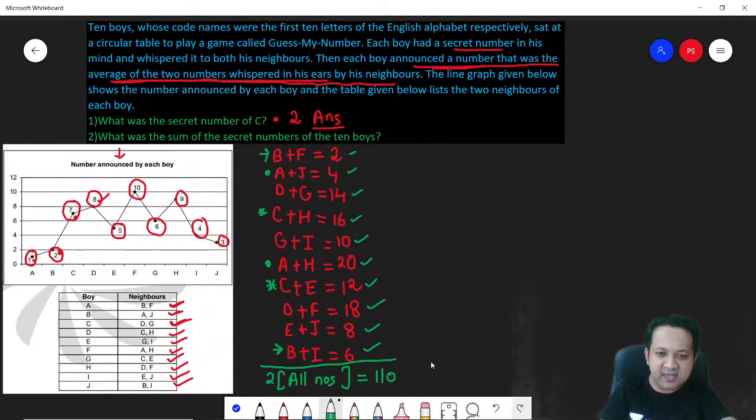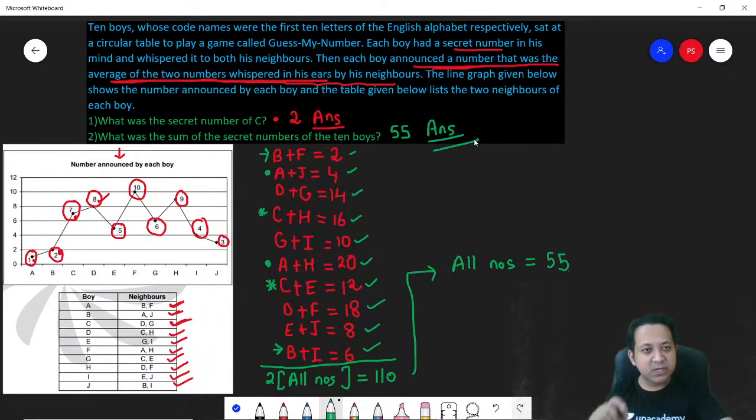So can I say the sum of all numbers is 55? 2 times all numbers is 110. So the sum of all numbers is 55. So answer is 55. Did you get this?